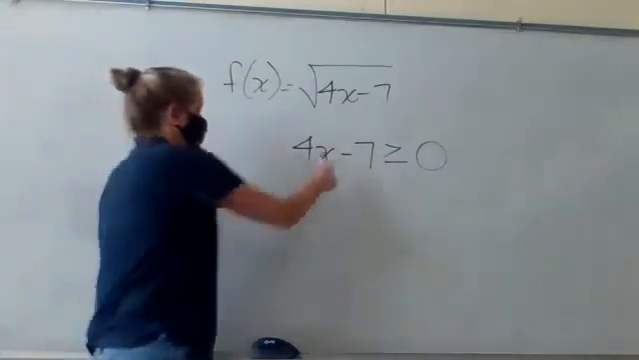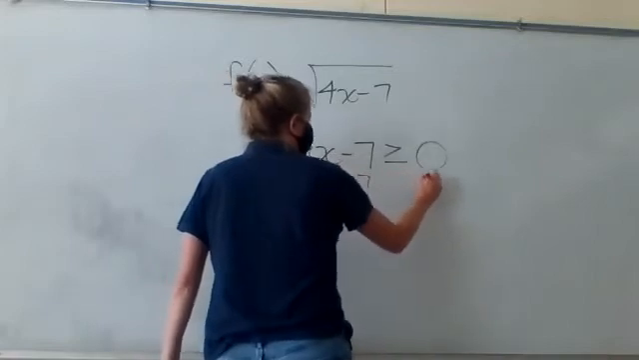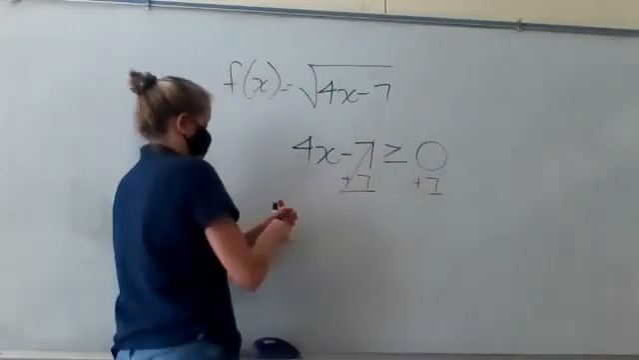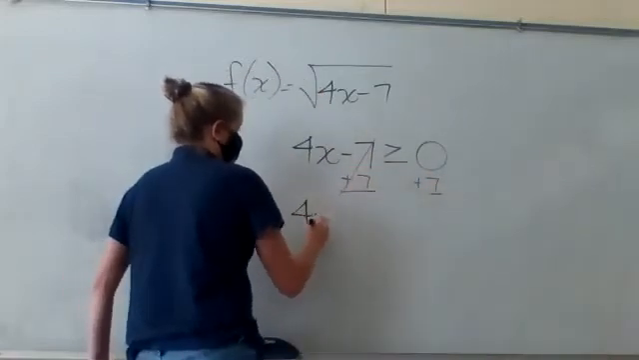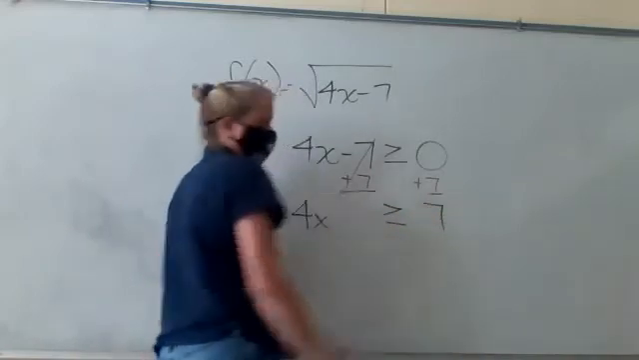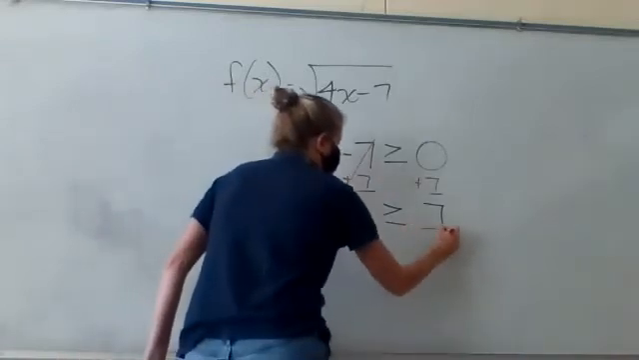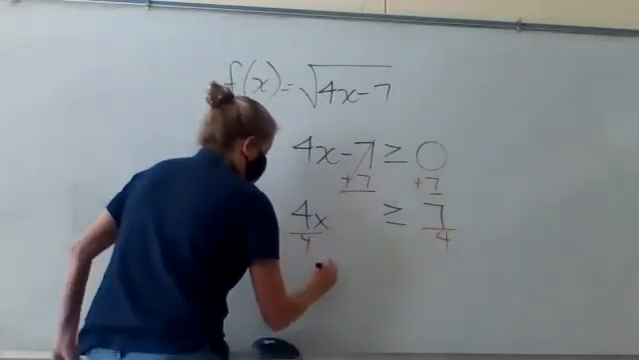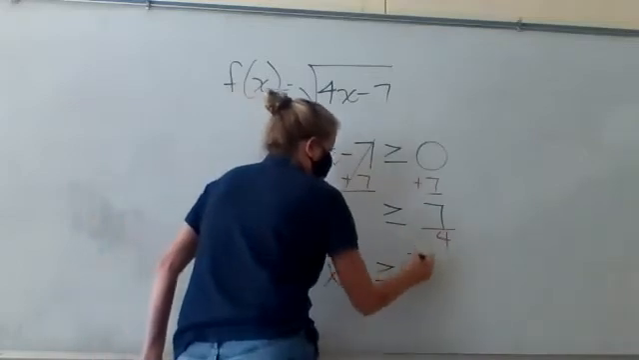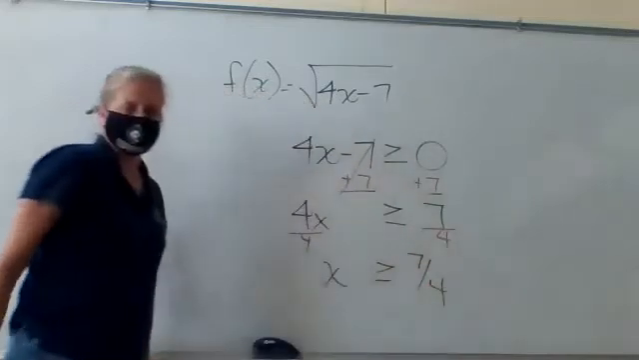And then solve it. So add the 7 to both sides. So 4x needs to be greater than or equal to 7, and divide by 4. So x needs to be greater than or equal to 7/4.